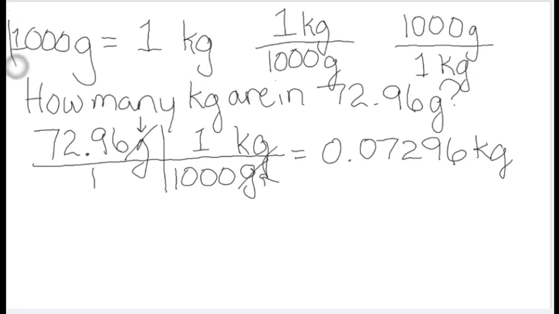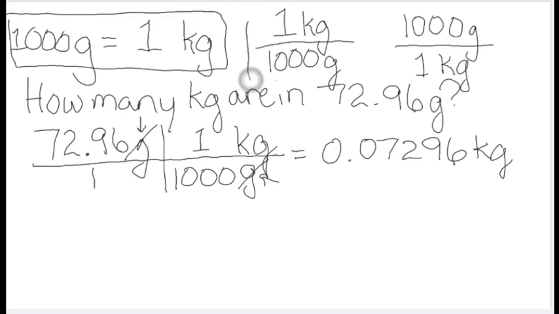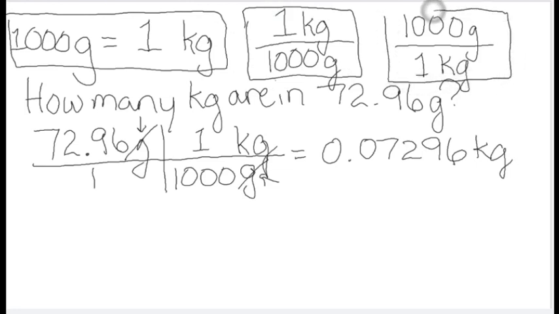This right here is a definition, so it has unlimited significant figures. Same with this and this. So when you're going to solve problems, the number of significant figures in your answer will be the same as the number of significant figures in your problem.